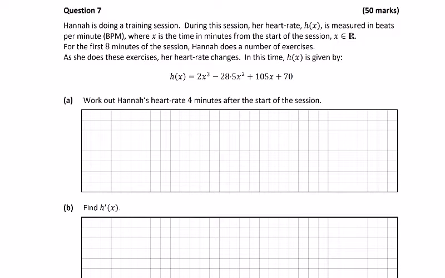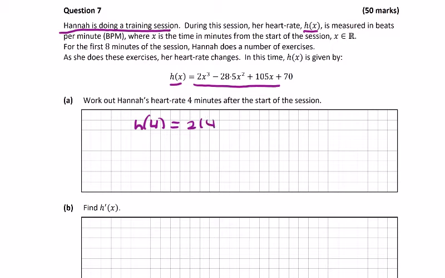Question 7, we have Hannah doing a training session. During this session, her heart rate, h of x, is this cubic function. For the first 8 minutes, Hannah does a number of exercises, and then we work out her heart rate at 4 minutes. So that's h of 4.